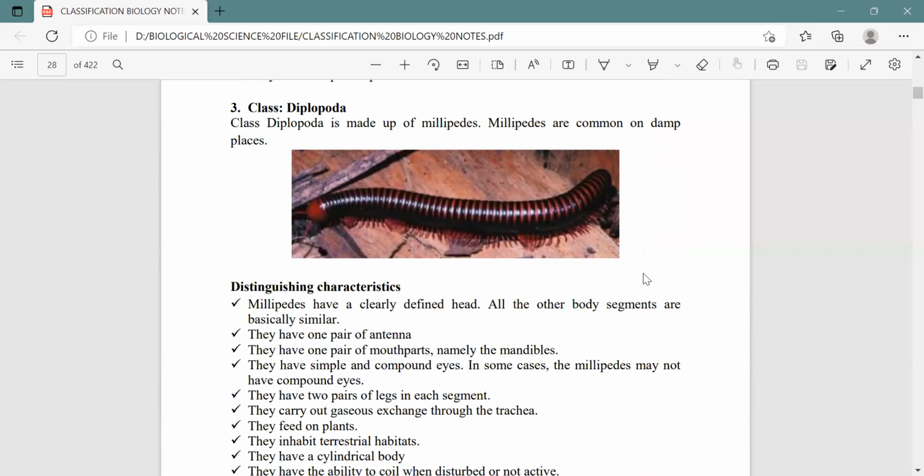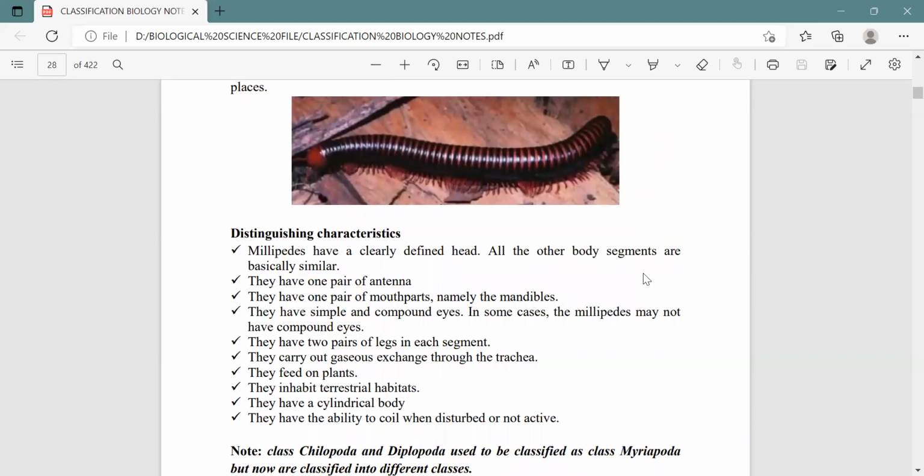Class Diplopoda is another class in phylum Arthropoda, and these are the millipedes, like the one shown in your image there. So these are the millipedes, which are mainly herbivores, unlike the centipedes that are mainly carnivorous. This one is mainly herbivorous.